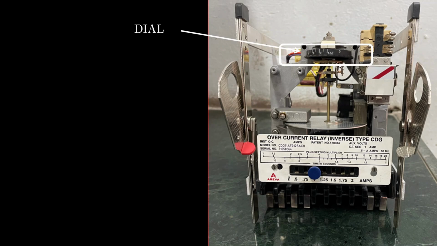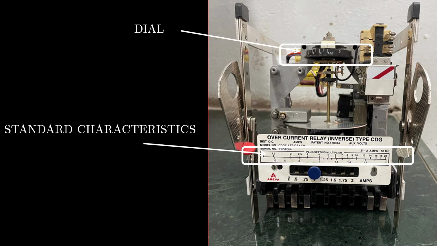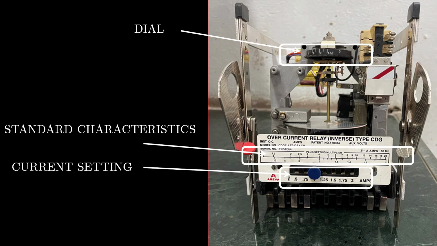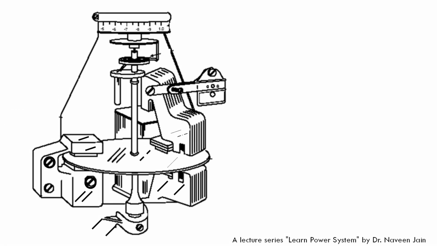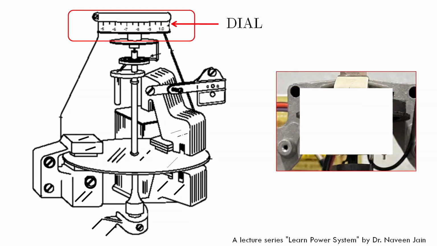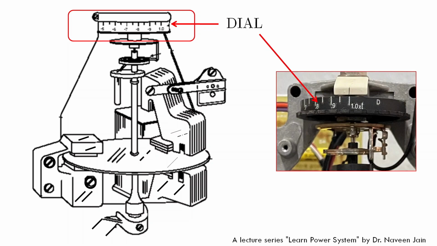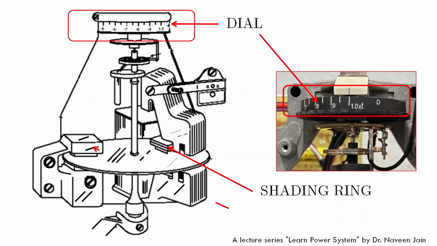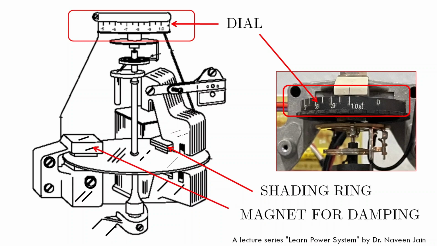This is the dial. This is the standard characteristic of this relay. This is the current setting. So here you can also see the dial, sliding ring, and magnet for damping.